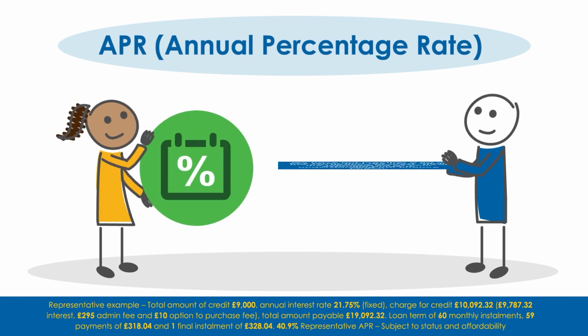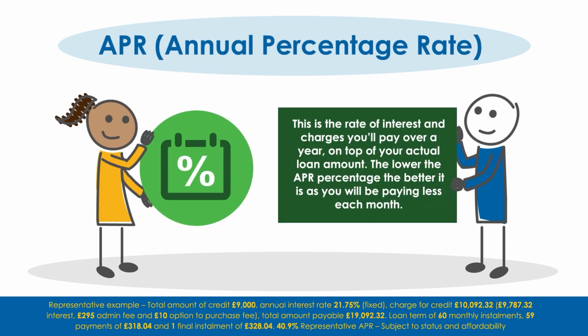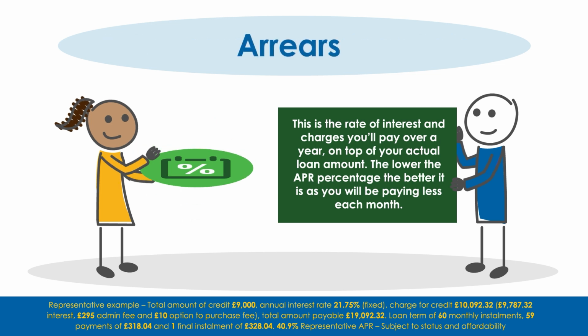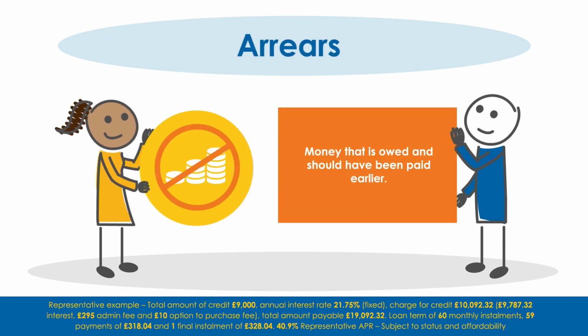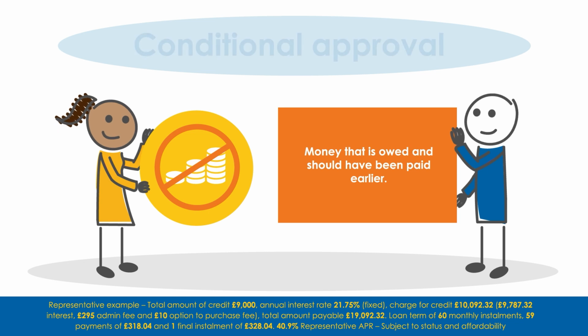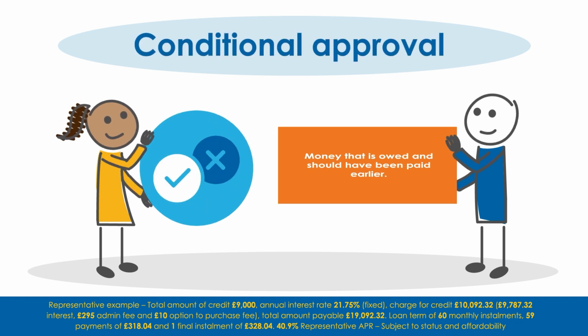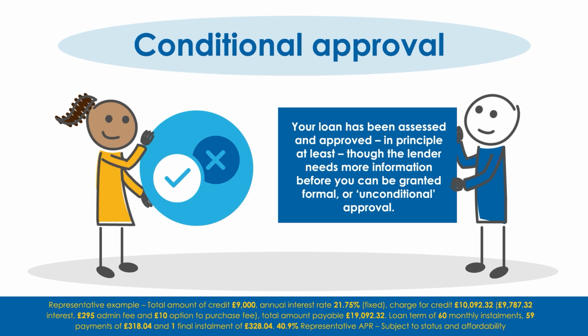APR, annual percentage rate. This is the rate of interest and charges you'll pay over a year, on top of your actual loan amount. The lower the APR percentage, the better it is, as you will be paying less each month. Arrears, money that is owed and should have been paid earlier. Conditional approval, your loan has been assessed and approved, in principle at least, though the lender needs more information before you can be granted formal or unconditional approval.